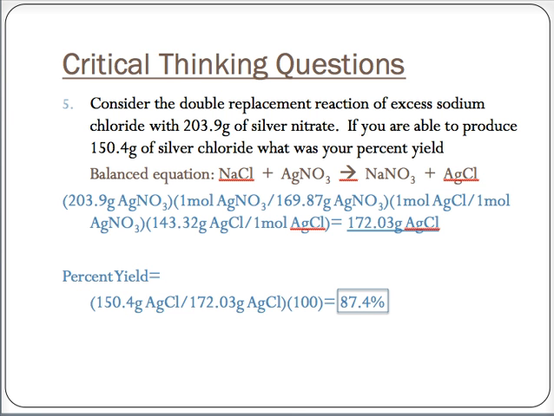Okay, question number 5. Consider the double replacement reaction of excess sodium chloride with 203.9 grams of silver nitrate. If you are able to produce 150.4 grams of silver chloride, what was your percent yield? So first we write the balanced equation.